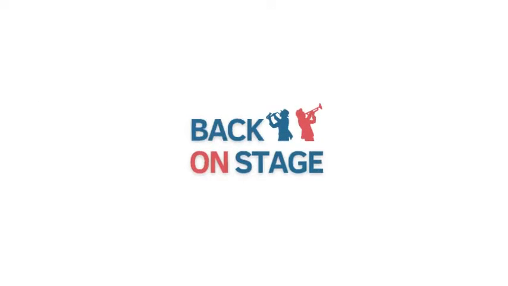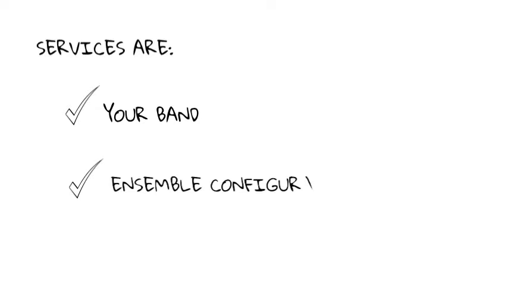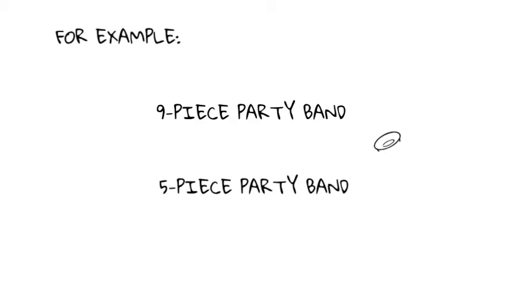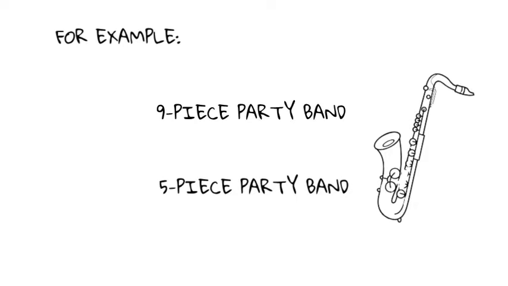Booking your team for gigs is one of the most common things you'll do inside Back on Stage, and it all begins with you building your various service templates. You can think of services as your various band or ensemble configurations. So for example, if you run an event band, you might have a 9-piece version of your band and maybe a scaled down 5-piece version.